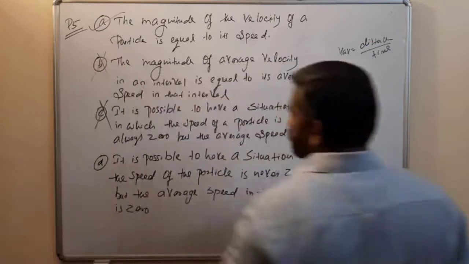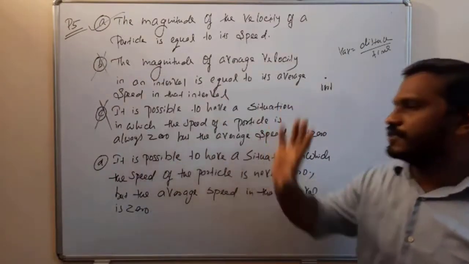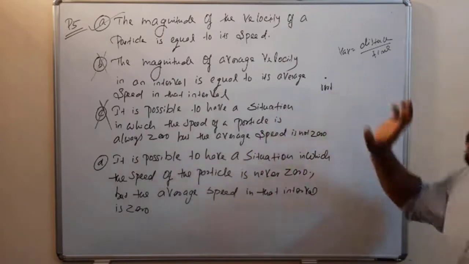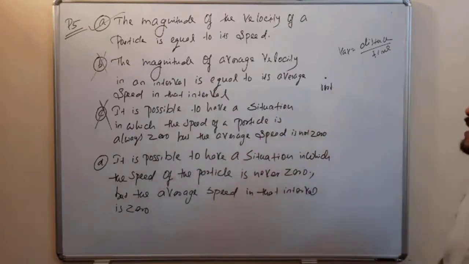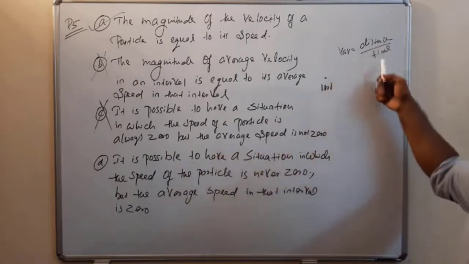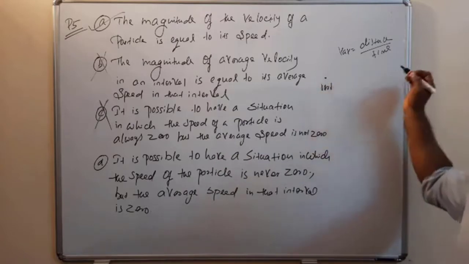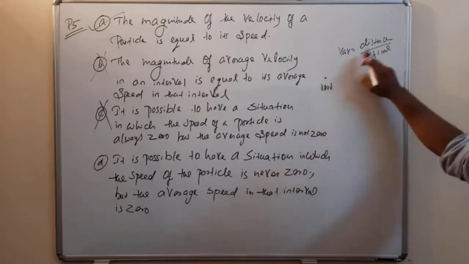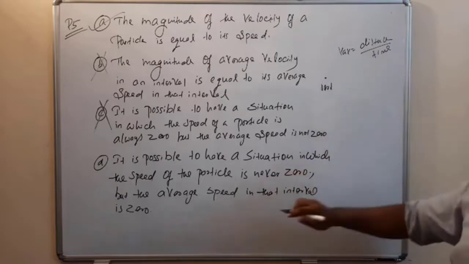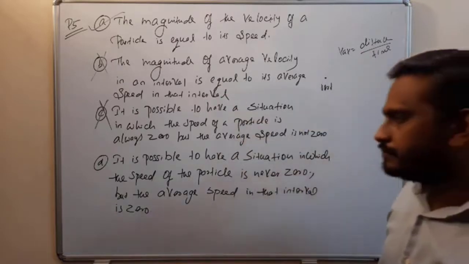Clear? So it is possible to have a situation in which the speed of a particle is always zero means the object is at rest. But the average speed is not zero. Average speed is equal to distance by time. How is it possible that an object which is at rest can travel a distance? It's not possible. That's why that statement is also wrong.